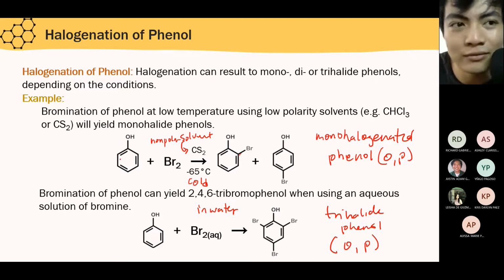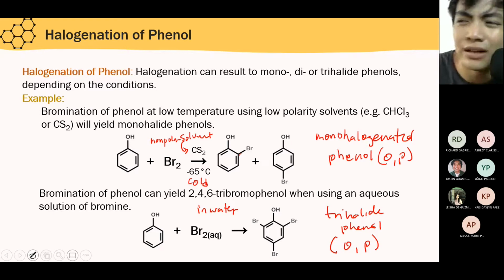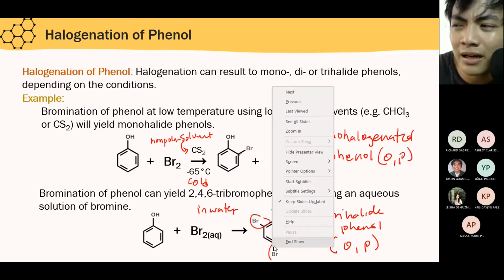So that the phenol, when you react it with halogen in a non-polar solvent in cold temperature, it will produce a monohalogenated phenol. And the position of the halogen could either be at the ortho or the para position. However, if you have placed your phenol in water, then what will happen is that you will produce a trihalide phenol. Okay, and the position of the halogens will be at the ortho, ito yung ortho, and the para position.